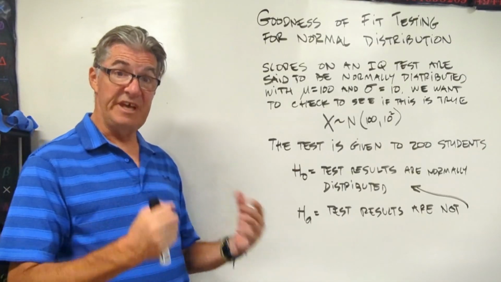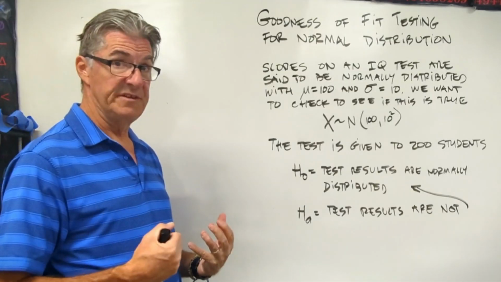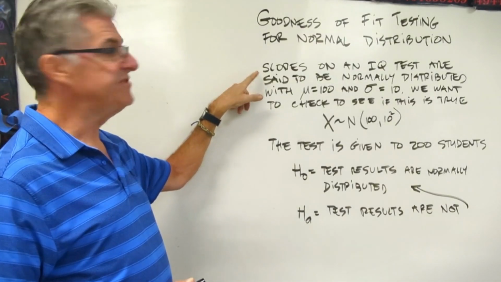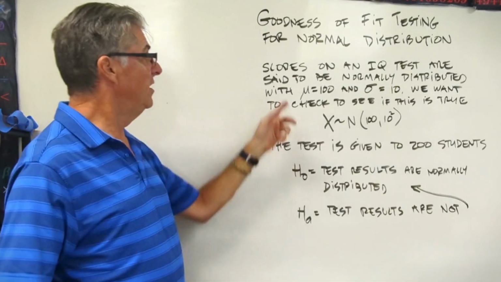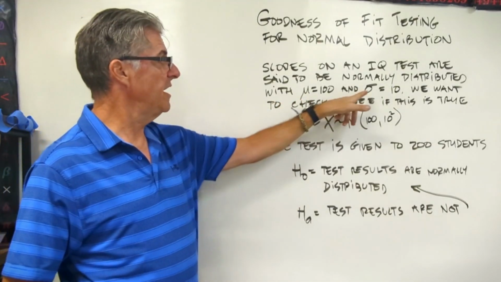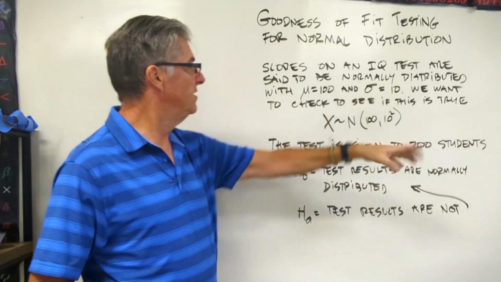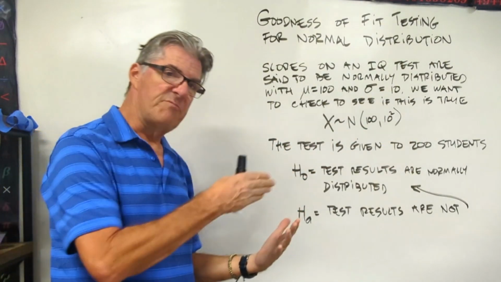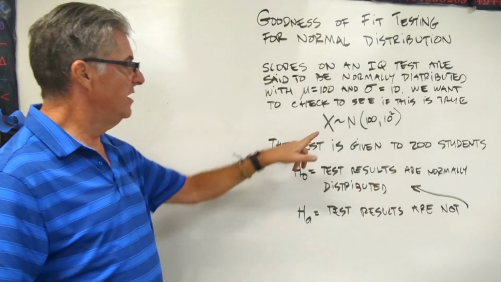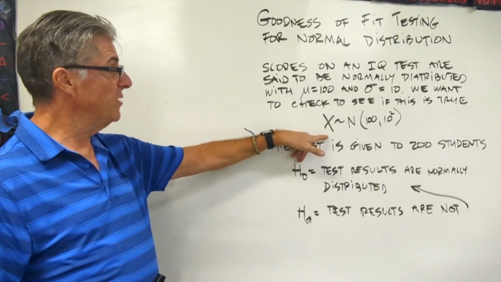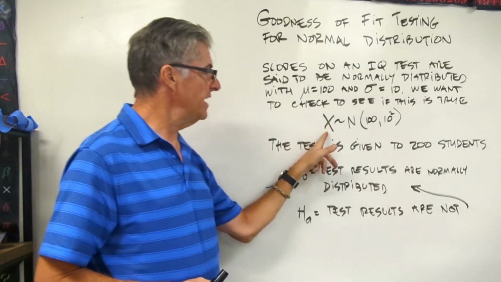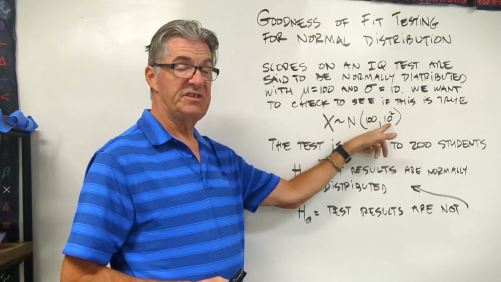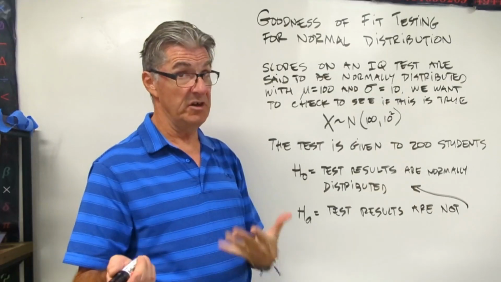All right, let's look at the setup for our problem, and then we'll jump into the data. So here's our prompt, basically. Scores on an IQ test are said to be normally distributed with a mu, mean, of 100 and sigma, standard deviation, of 10. We want to check to see if this is true. So the first thing, we're going to harken back to the previous chapter in our book to just state the situation that we have. Random variable x is part of a normal distribution with a mean of 100 and a standard deviation of 10, or a variance of 100.